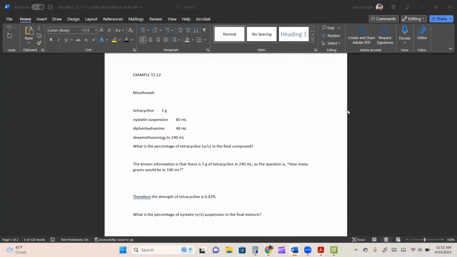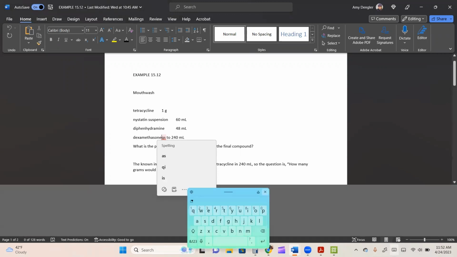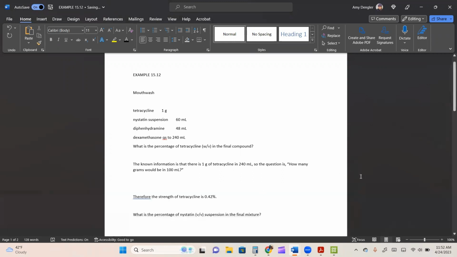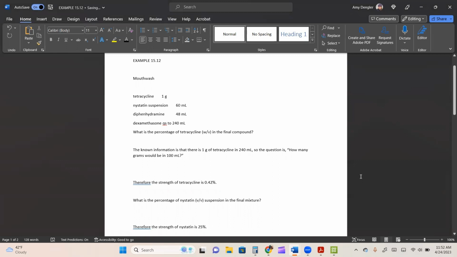Example 15.12. We have a mouthwash that contains 1 gram of tetracycline, 60 ml of nystatin suspension, 48 ml of diphenhydramine, 204 or QS to 240 ml of dexamethasone. And what is the percentage of tetracycline? The known information is that there's 1 gram of tetracycline in 240 ml. So the question is, how many grams would be in 100 ml?